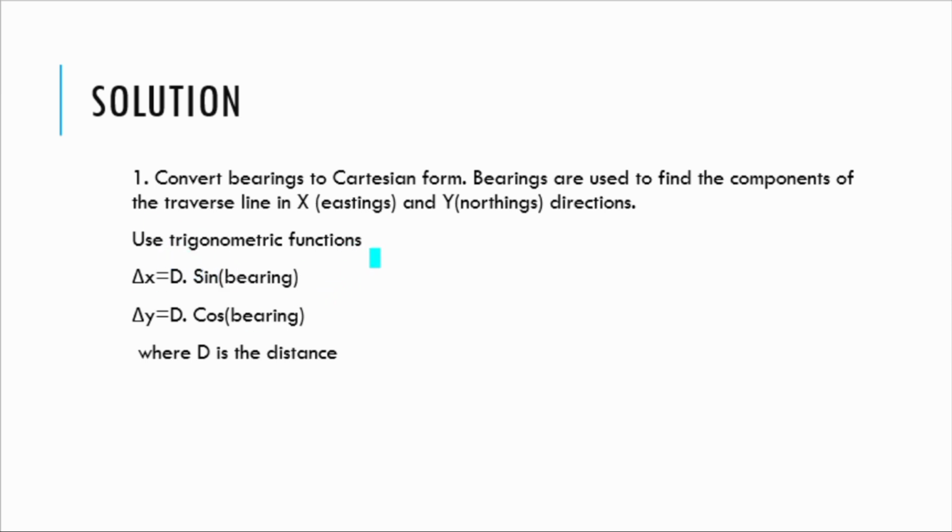Using trigonometric functions, we are supposed to find the change in X and the change in Y. I'm sure you are familiar with this formula; we use it in the Bowditch method. So we are going to calculate these two, the easting and the northing. This formula is for the easting, this one for the northing. We are going to calculate the easting and the northing for all our lines found there.